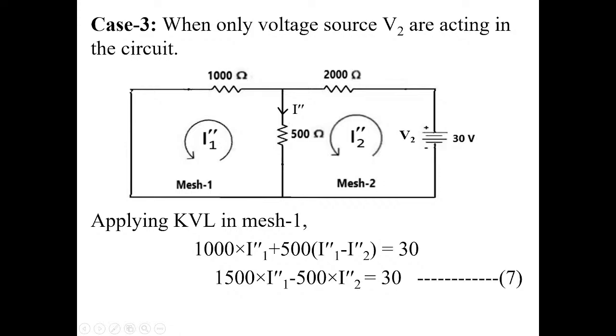Here you can see mesh currents, mesh 1, mesh 2. Here I have assumed loop currents: mesh 1 current I1 double dash and mesh 2 loop current I2 double dash, and current flowing through 500 ohms I have assumed as I double dash. Now apply KVL in mesh 1. In this mesh 1 there is no voltage source, only two resistive elements are there. The algebraic sum of these voltage drops should be equal to 0.